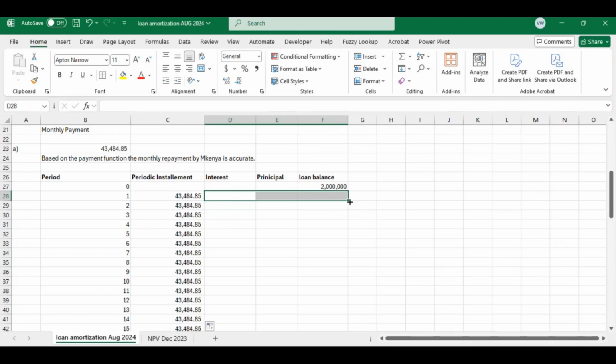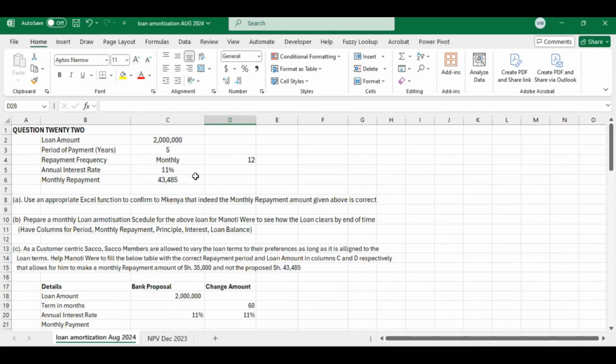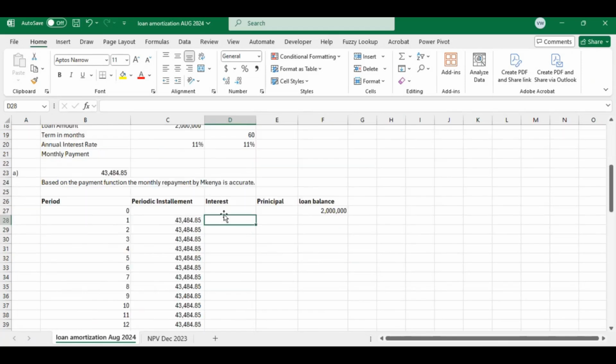Once I've done the one line item, then I'll just use the fill option or the drag option to fill the rest. So let's start with the first part. Now we need the interest. We know the rate of paying interest is 11% per annum, but we know that the repayment is monthly. So if you want to get this interest, it means that the interest is charged on the amount borrowed, which is 2 million. And on this 2 million, we are charging the interest rate.